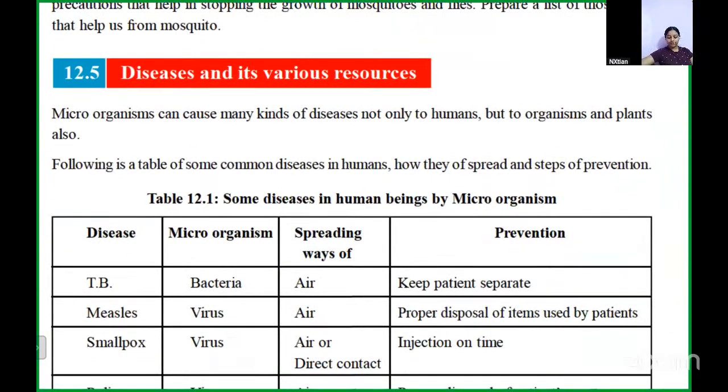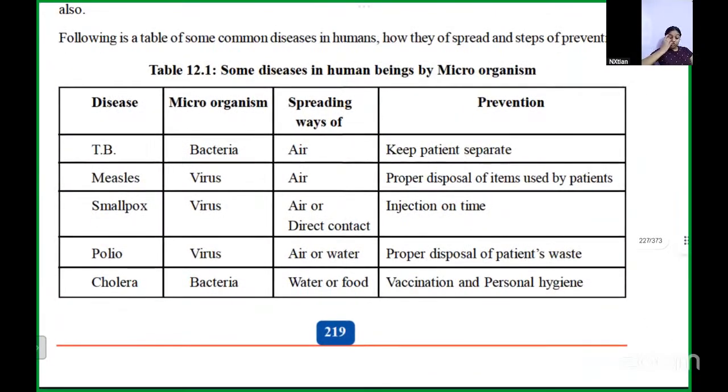Now we have various types of diseases caused by microorganisms. We'll see the disease, what microorganism is causing it, how it is spread, and what the prevention is. Microorganisms can cause many kinds of diseases, not only to humans, but to organisms and plants also. Following is the table of some common diseases in humans, how they spread, and the steps of prevention. So, some common diseases in humans are TB, that is tuberculosis, caused by a bacteria.